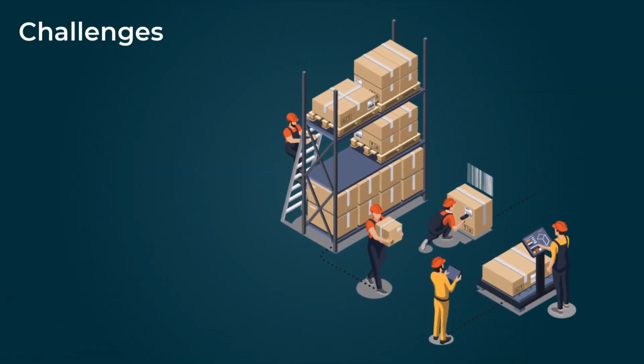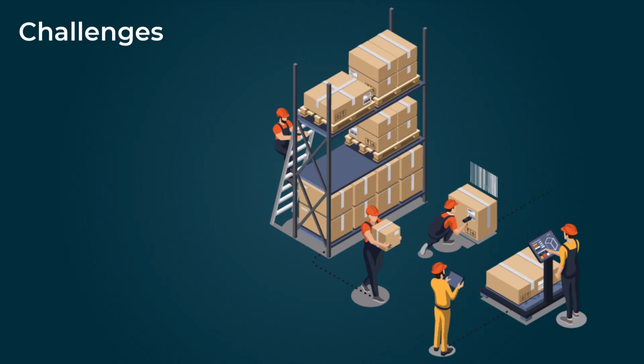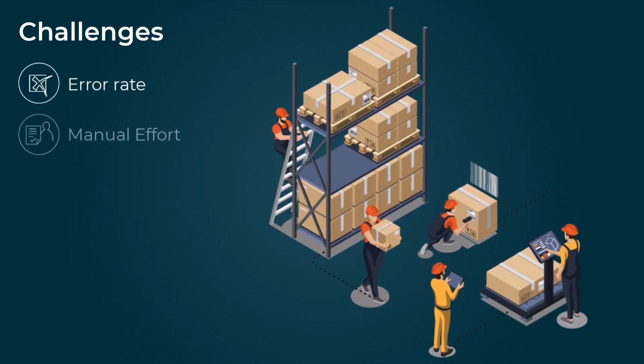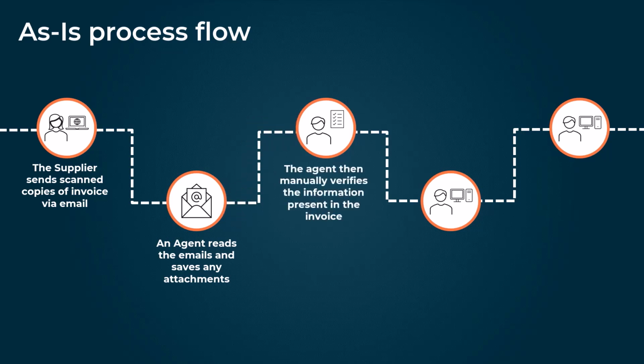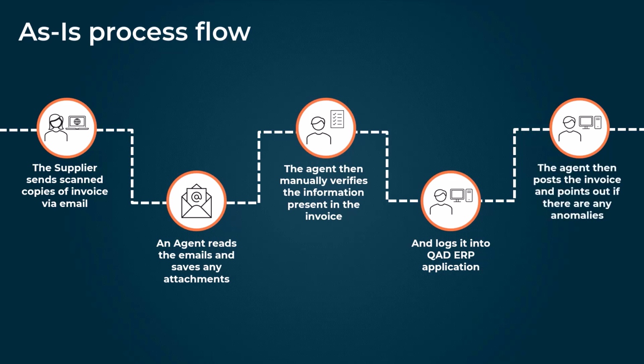The manual posting of invoices has lots of challenges, such as a high error rate, manual effort, and repetitive steps. The supplier sends scanned copies of invoice via email, and the scanned invoice then goes through manual touchpoints before being posted. An agent reads the emails and saves any attachments. The agent then manually verifies the information present in the invoice and logs it into the QAD ERP application. The agent then posts the invoice and points out if there are any anomalies.